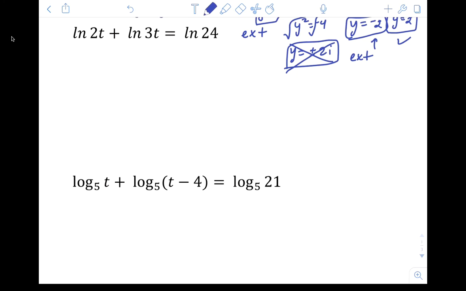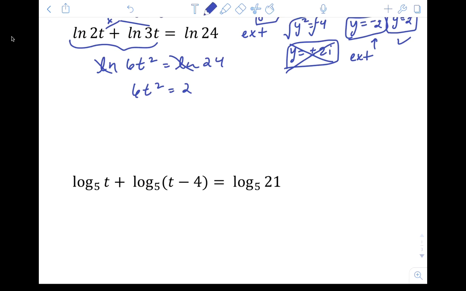Example 2. I actually really like this example. It's actually pretty quick and easy. Hopefully you've noticed that all you have to do is condense and then drop. The natural log of 2t plus the natural log of 3t. When you have condensing with addition, you will multiply to do that. So what is 2t times 3t? Well, it's 6t squared. The natural log of 6t squared equals the natural log of 24. This is option 1. You get to drop the logarithms, and then you just have to solve.